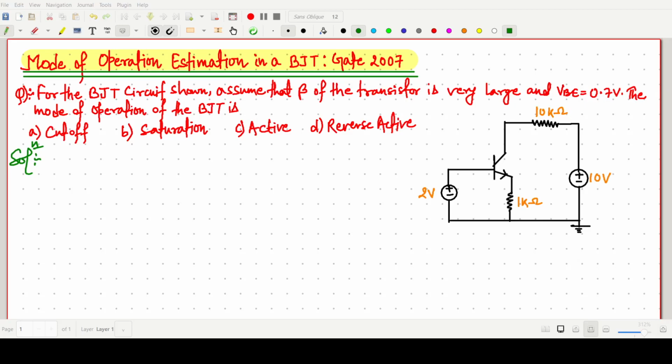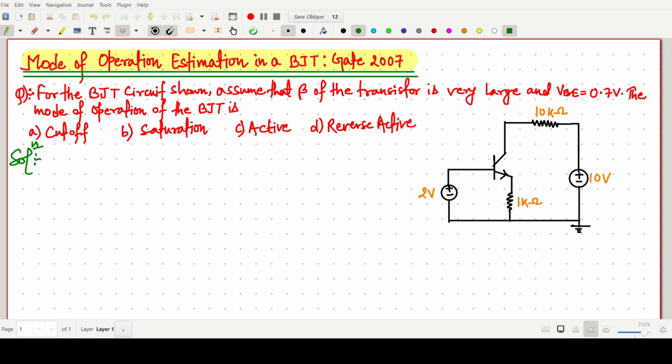Welcome everyone. In this video, we will solve a GATE 2007 question in which we have to find out the mode of operation of a BJT. So this one is a GATE 2007 question.